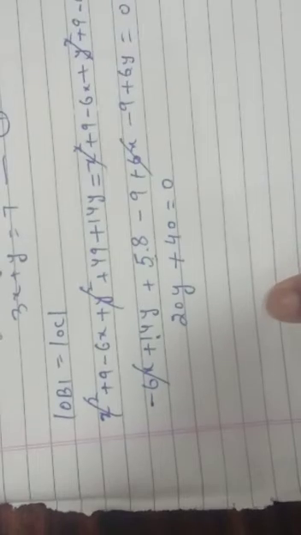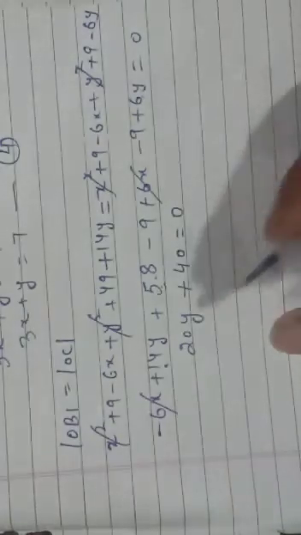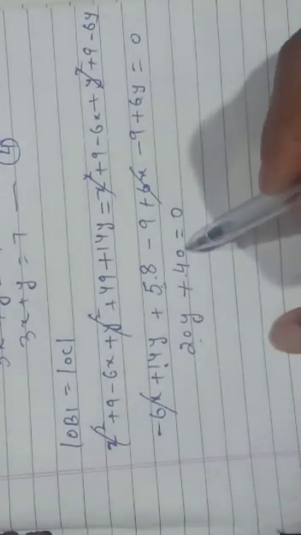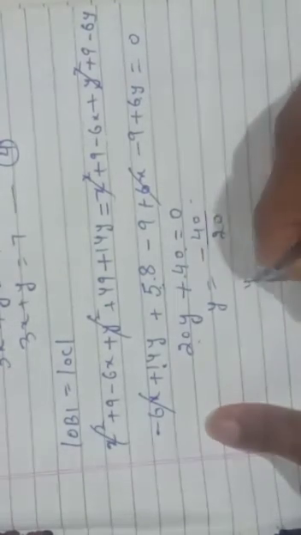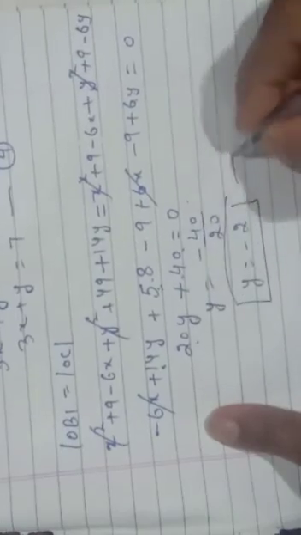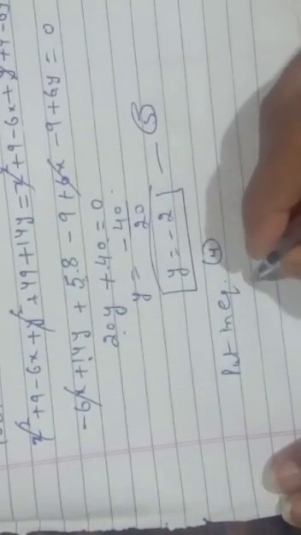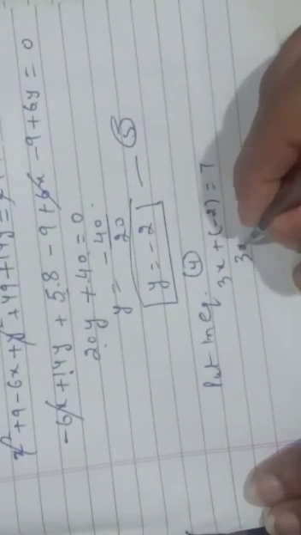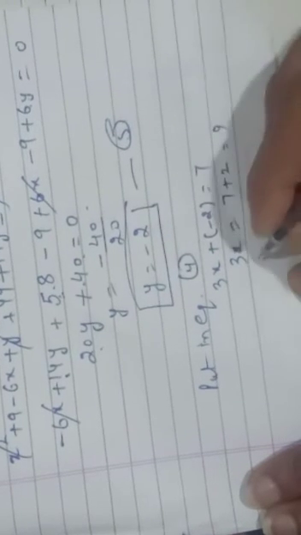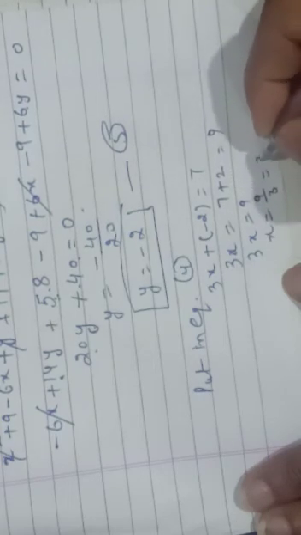Similarly, I have simplified by taking distance OB equal to distance OC. I get, by simplifying, 20y plus 40 equals to 0. From this I can get the value of y directly. That becomes y equals to minus 2. Let us put this value of y in equation number 4. It becomes 3x plus minus 2 equals to 7. It becomes 3x equals to 7 plus 2 equals to 9. 3x equals to 9. Here x becomes equal to 9 divided by 3, which is 3.